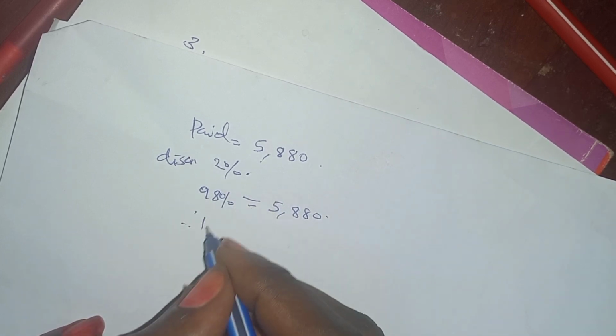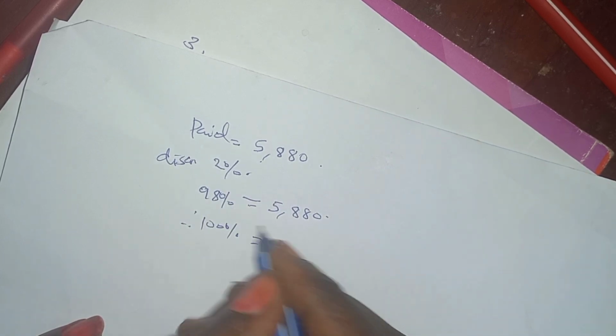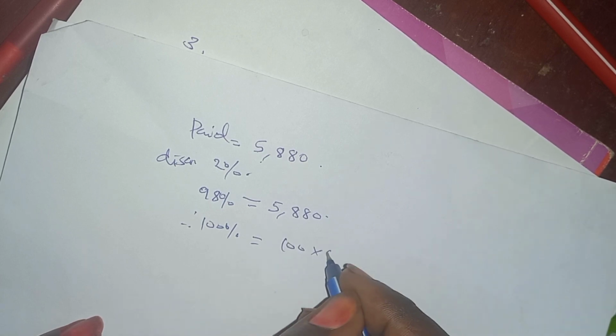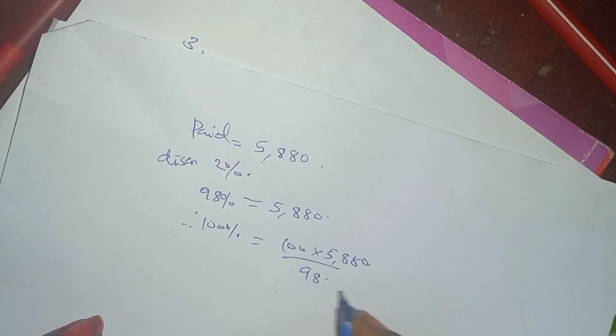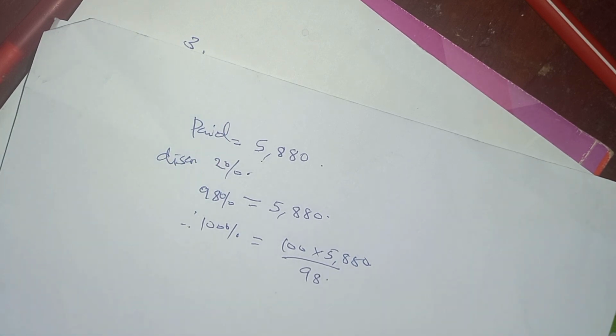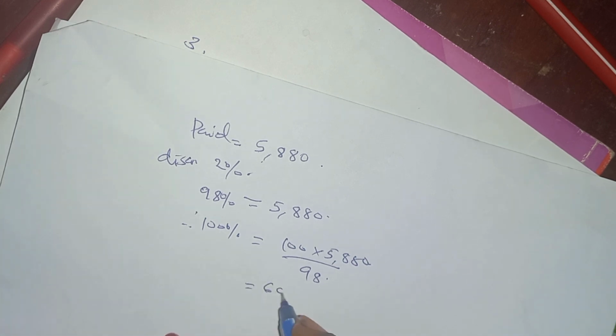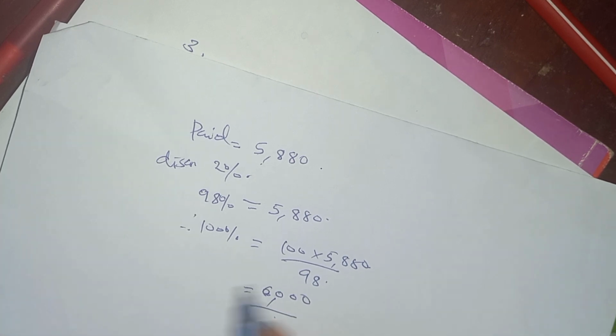So 100% will be 100 times 5,880 divided by 98. So when we take 100 times 5,880, then we divide by 98, we'll get 6,000. This 6,000 was the marked price.